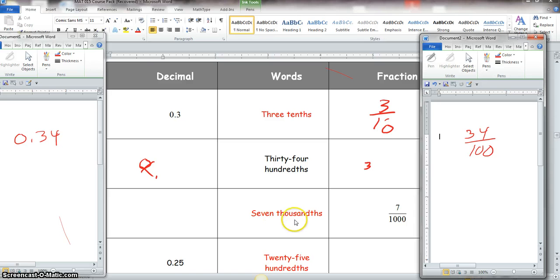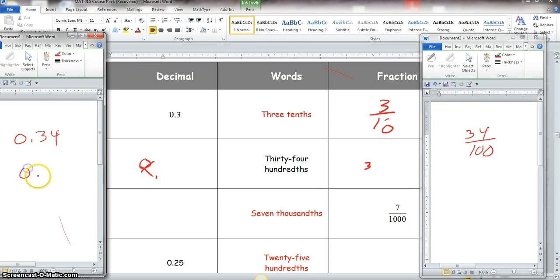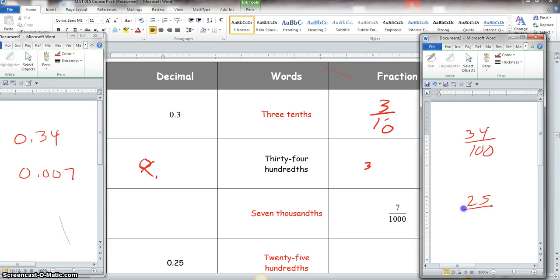Now we come down here to 7 thousandths. We already had a fraction, but we need to write the decimal. It'll be 0.007, because remember that 7 has to be in the thousandths place. Now we go down here to 0.25, which is 25 hundredths. And we will write that as 25 over 100. So you need to fill that in here.